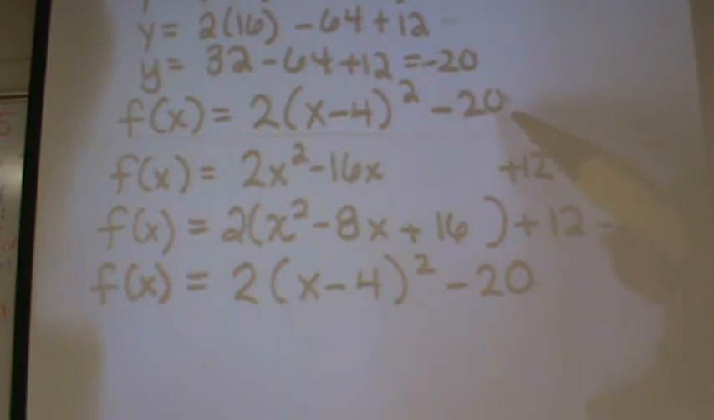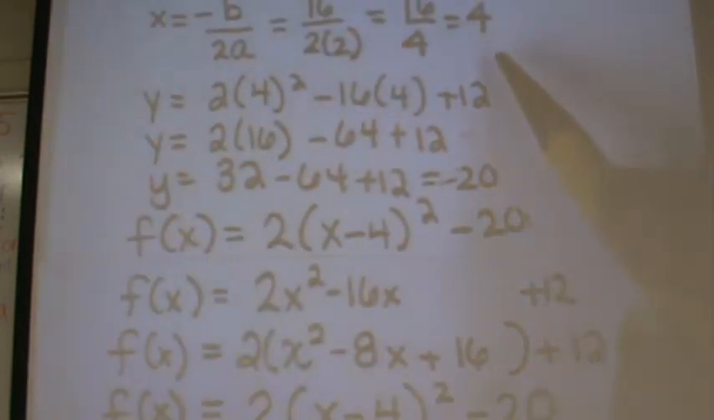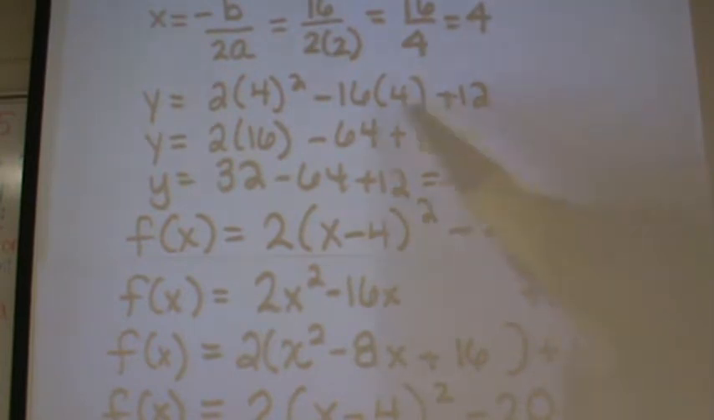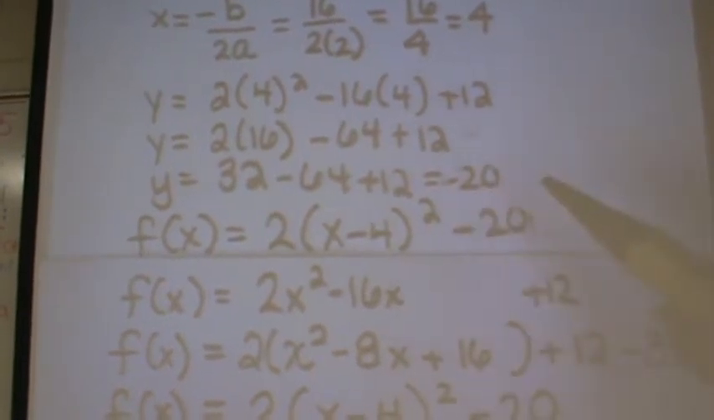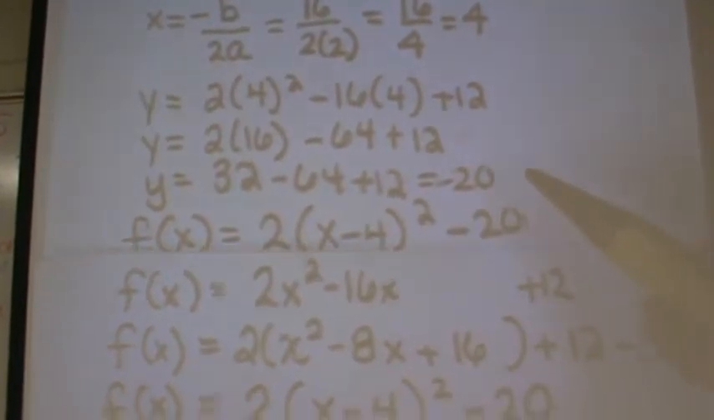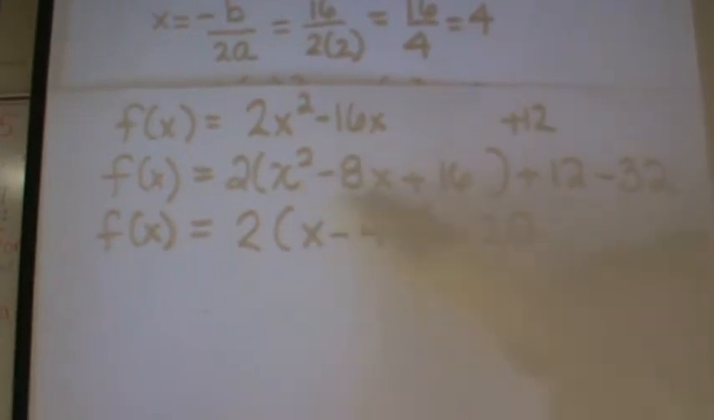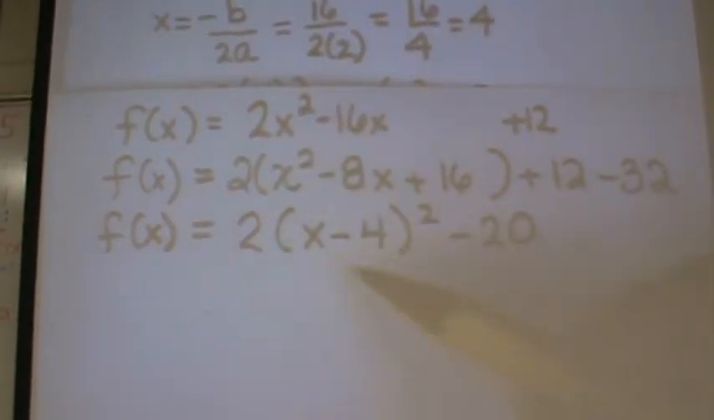You can find the axis of symmetry, negative b over 2a, and then plug that in. People seem to make math errors this way. And so that one has its faults. And then this one, people struggle with completing the square.